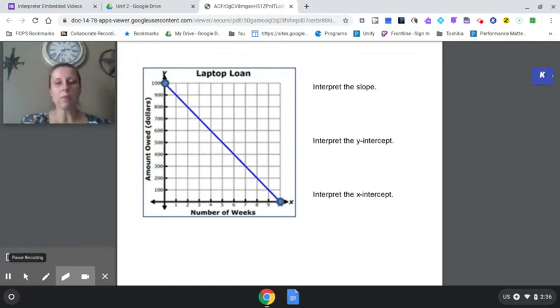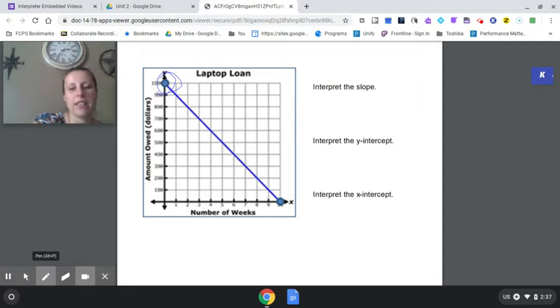So we've already talked about how to interpret the slope. I included that on this slide just to get some more practice, but we also want to interpret the Y-intercept and interpret the X-intercept for these scenarios. So taking a look at this particular graph, we're comparing number of weeks with the amount owed on a laptop. So first of all, interpreting the slope, we'd have to pick out 2 points that are on the line. I'm going to go ahead and select the 2 that are already identified. So we have this point at 0, 1,000, and we have this point at 10, 0. So I'm just going to use those 2 points.